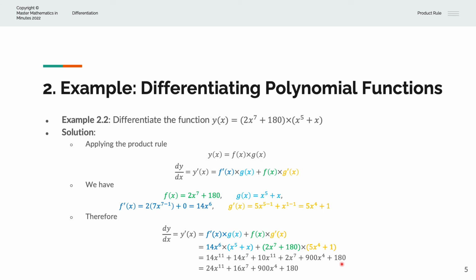And so there are common terms here which we can group. We have 14x to the power of 11 plus 10 times x to the power of 11. So summing that gives us 24 times x to the power of 11. And we have common terms x to the power of 7, 14 of that plus 2 of that, that gives us 16 times x to the power of 7. And we have 900 x to the power of 4 and 180. So that is the derivative of the function y.